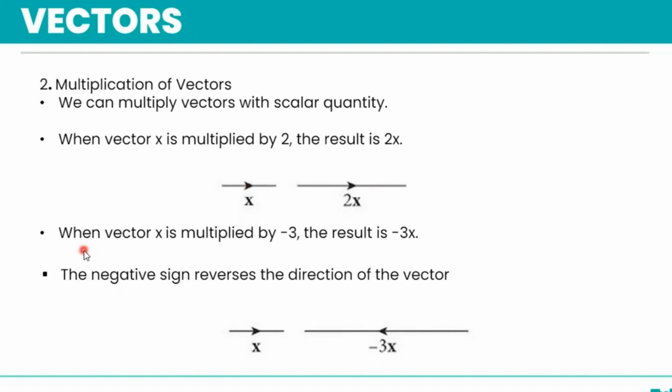On the other hand, if I take a vector x and I multiply it by a negative number, in this case we're going to multiply x by negative 3, then the multiplication works like normal. x times negative 3 is going to give us negative 3x. But if I look at the diagram here, negative 3x is 3 times the length of x, which tells me that the magnitude of negative 3x is 3 times bigger than x. But if we look at the direction, because this is a negative vector, the direction here has been reversed.